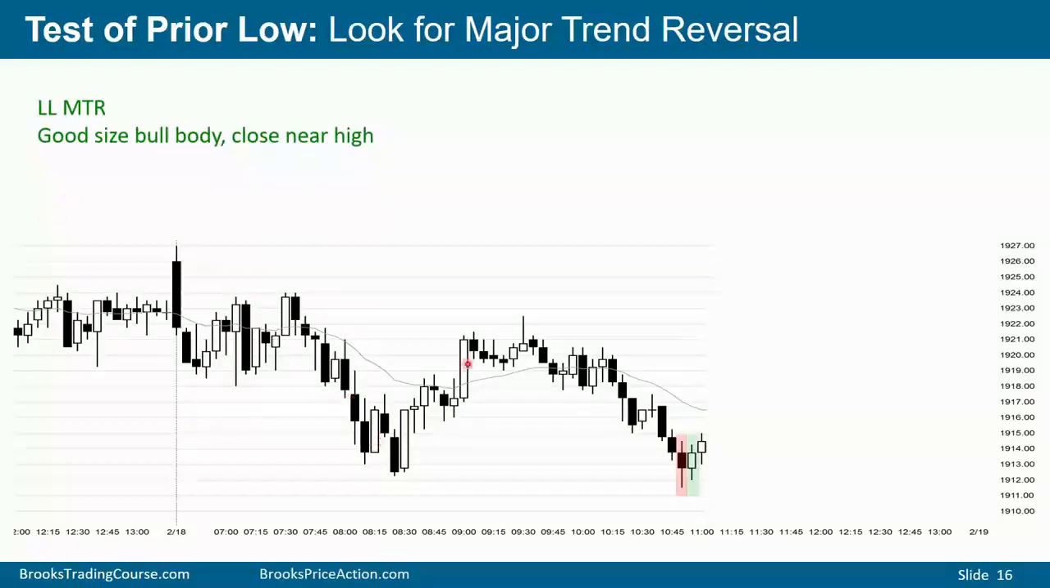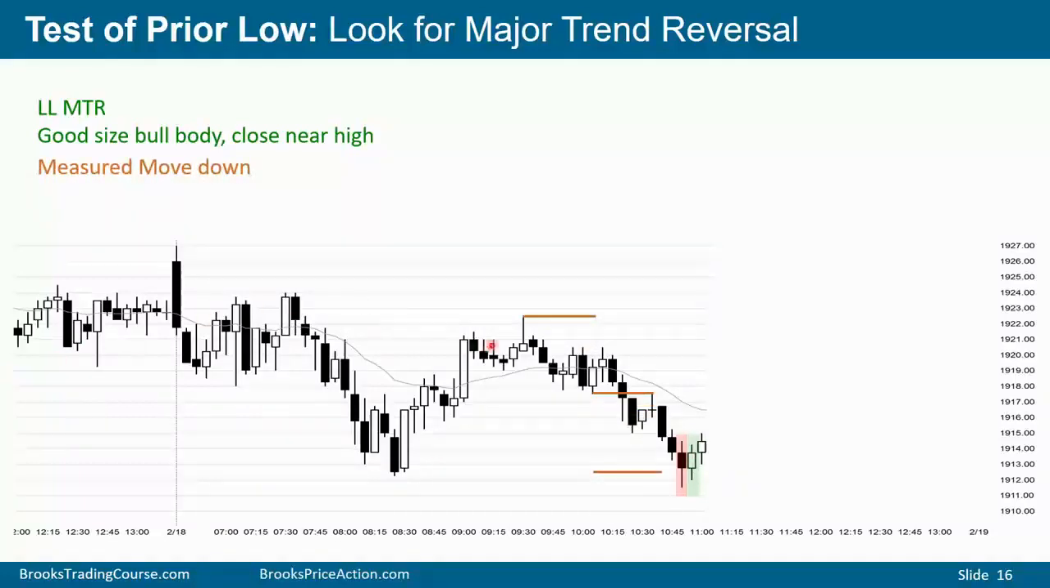Bear trend, bull breakout, lower low, major trend reversal, 3 pushes down, 1 pullback, 2 pullback, 3 pullback. It's a very tight bear channel. The first reversal up probably is minor. However, given that it's a trading range day, a lot of bulls will look to buy.